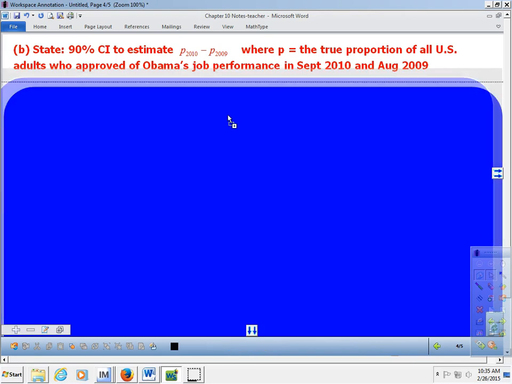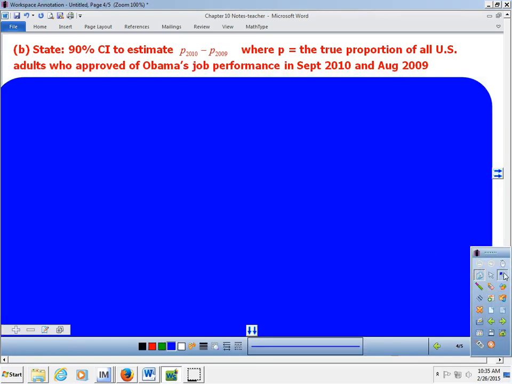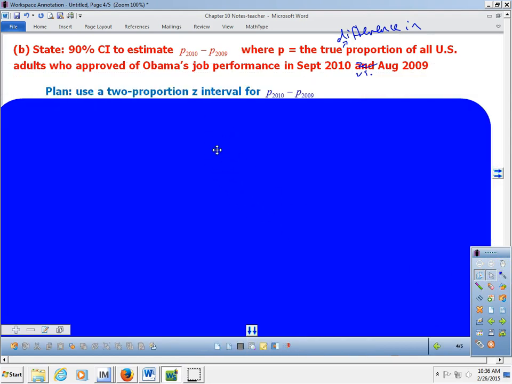Okay? It's even more specific than that. It's the true difference in the proportion of all U.S. adults who approved of Obama's job performance in September 2010 versus August 2009. I think we need to change that up a little bit. Okay? That's what that subtraction tells us. Okay? So, we go through our process.